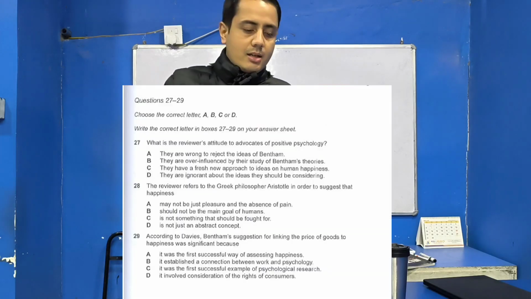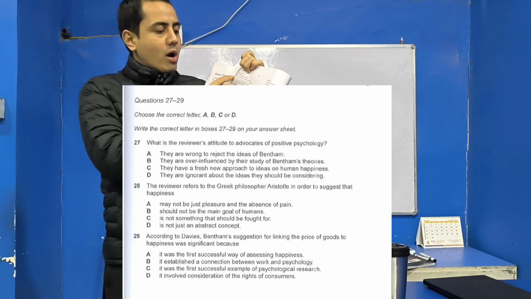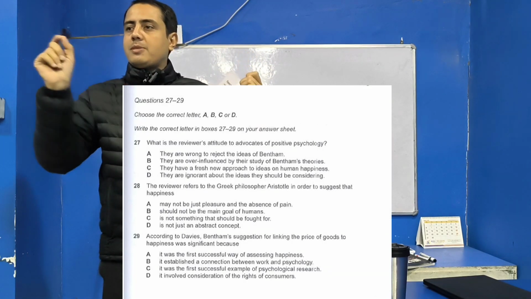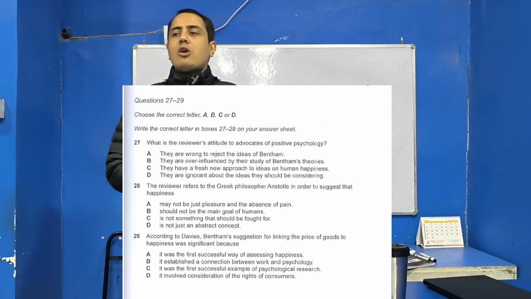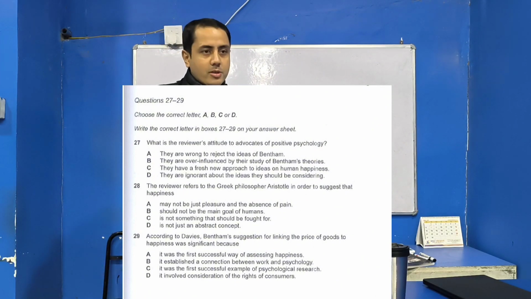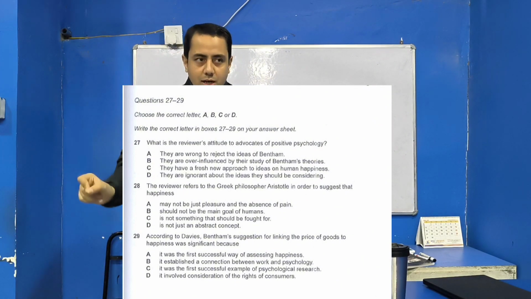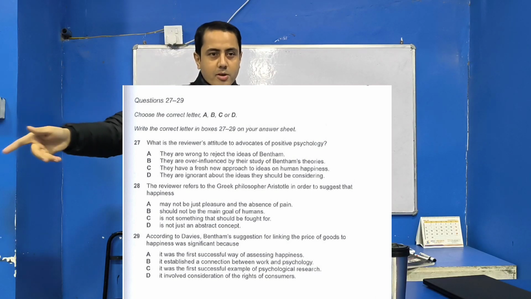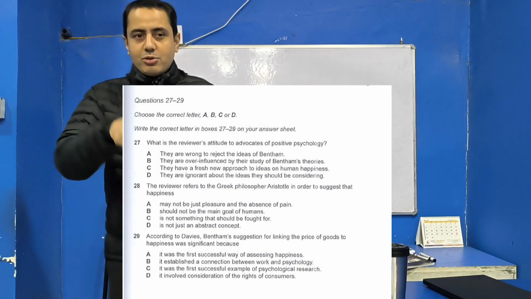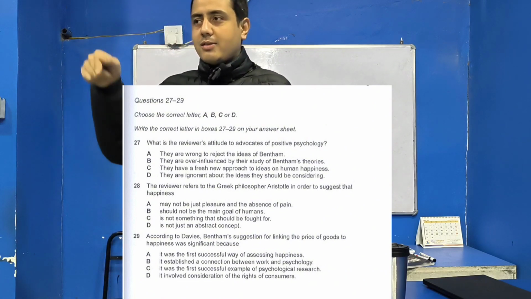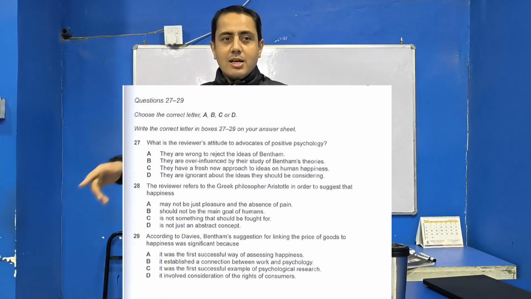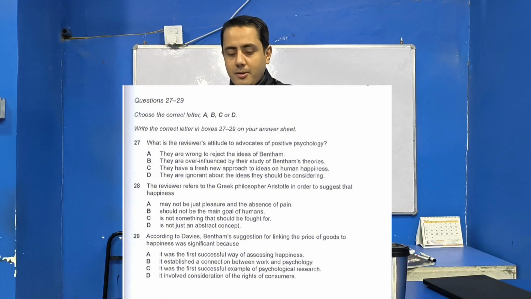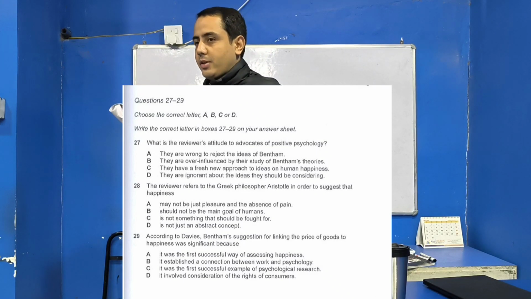Why I'm saying that is, in the text, out of these four options, maybe one option is mentioned about positive psychology in the text. That is not the answer. Maybe another option is mentioned about the advocates of positive psychology. That is also not the answer. One option that mentions the attitude of the reviewer towards the advocates of positive psychology, that is the answer. Now, that makes it sometimes difficult to think. Anyway, let's look at the options before we start searching for the answer.